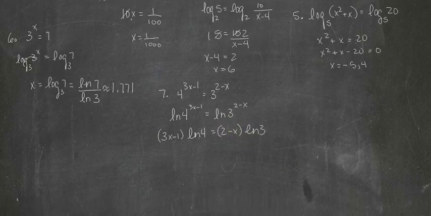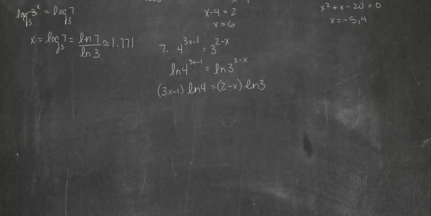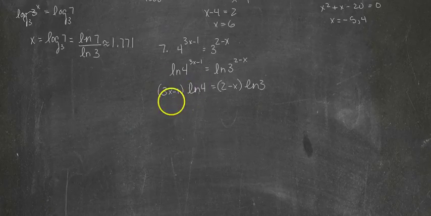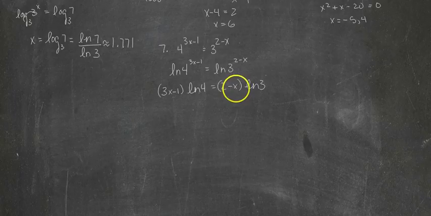So the next step is not very instinctive. No matter what you do, there's no way for us to get rid of our natural logs because they're not the same base, or excuse me, they don't have the same value. They both have the same base, but they're not of the same value. And because I have all of this gobbledygook going on in front of them, I can't find anything equivalent about the logs. So what I have to do is distribute my natural log 4 into 3x minus 1, and then distribute my natural log of 3 into the 2 minus x. And in a minute you'll see why that works.